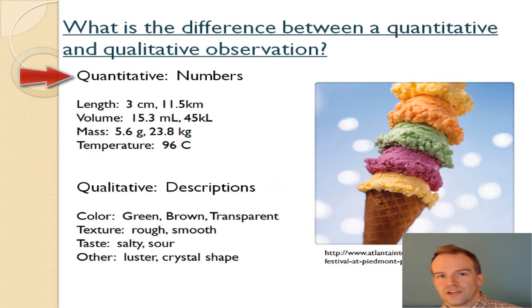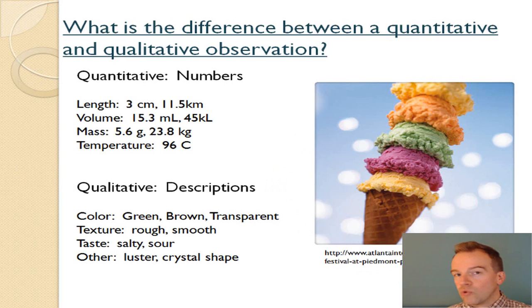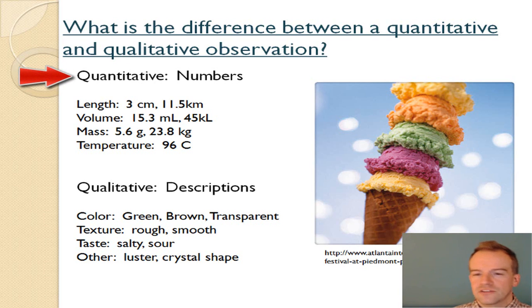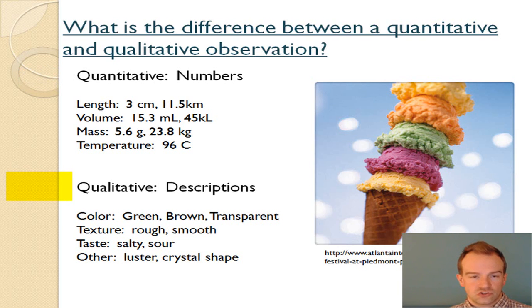Now there's two kinds of observations. There's quantitative and qualitative observations. Quantitative observations involve numbers, like the length, volume, mass, temperature, all these quantifiable things. That's a quantitative observation, whereas qualitative observations are descriptions. These are like color, texture, taste, things that we use our senses for, and we can describe things. Those are qualities of something. That's a qualitative observation.